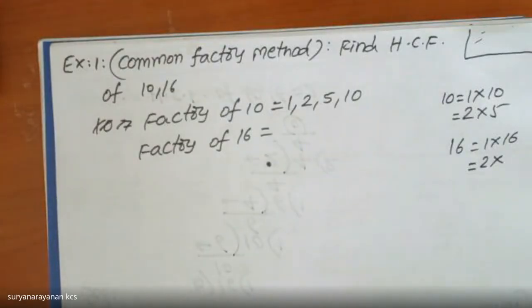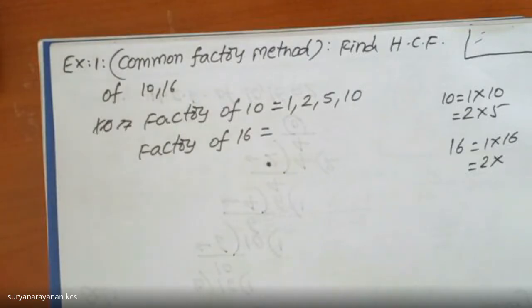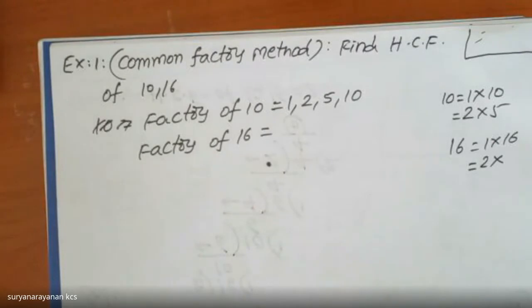Don't jump into the bigger number directly. Step by step. After second class, you have to go to third class. After third class, you have to go to fourth class. Will you jump into the 10th class directly? No, sir. So here also we follow the same rule.